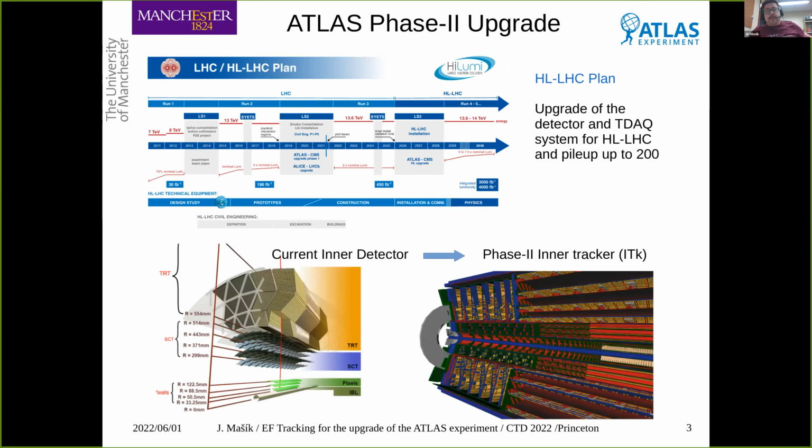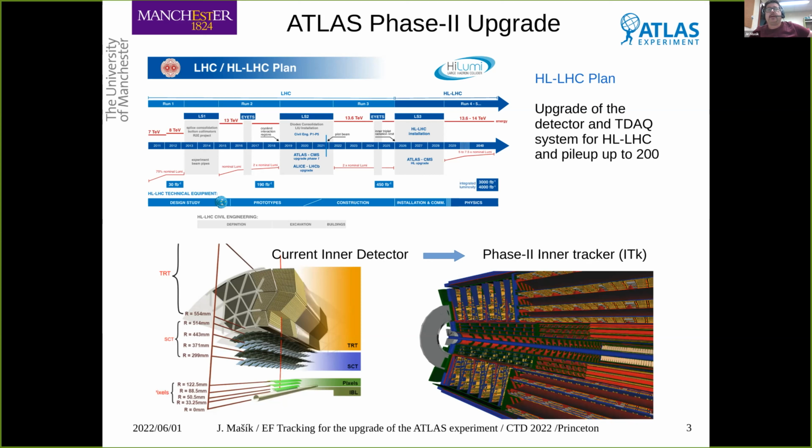So let me start with the timeline of the LHC. We are starting these days Run 3. Run 3 will last until the end of 2025. From there on, there will be Long Shutdown 3, which will upgrade the LHC accelerator and also the detector systems to be able to cope with new conditions.